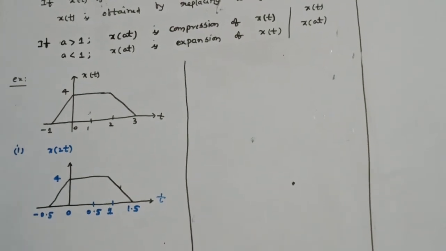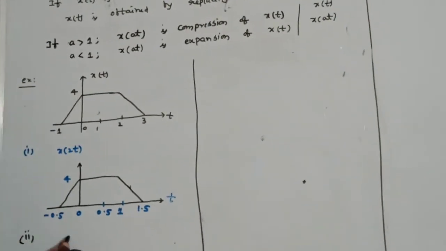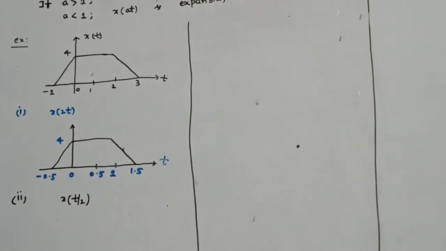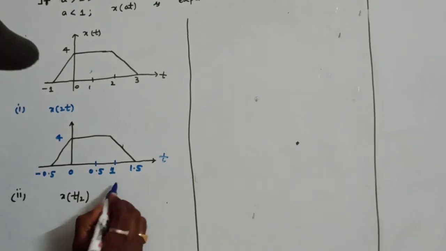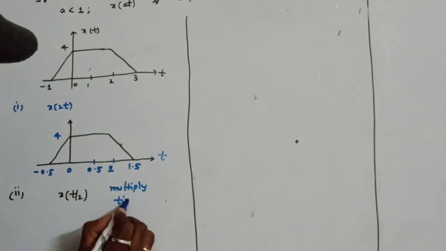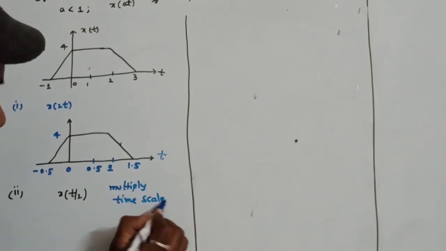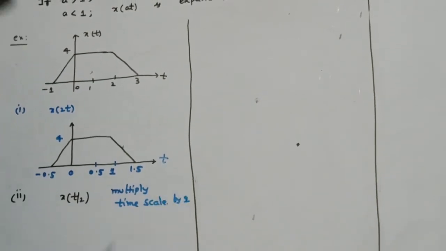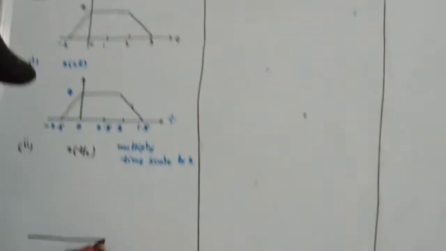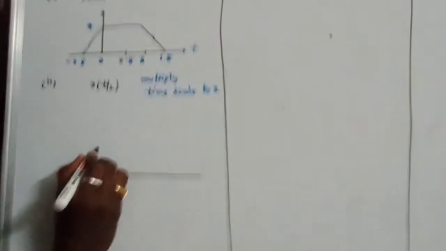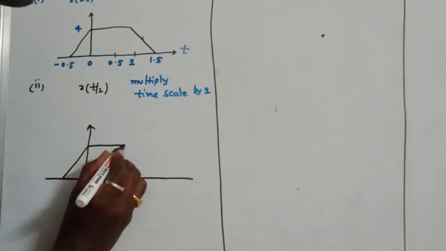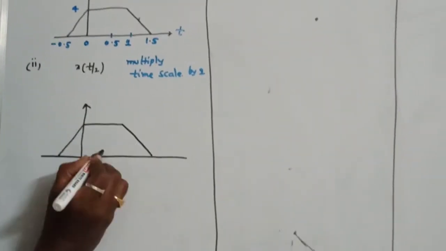So now let us do the same problem. For example, if it is asked to draw x of t by 2, then what you have to do? You have to just multiply the time scale by 2. So let us draw the original signal first. This is our original signal. Don't mention the time scale.